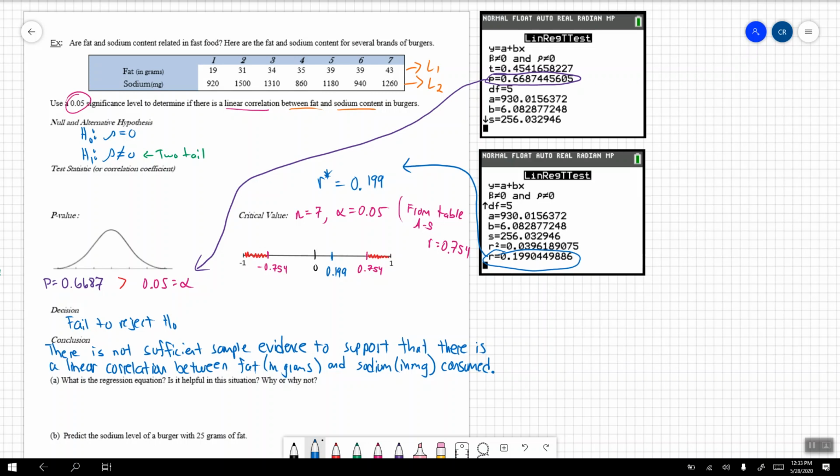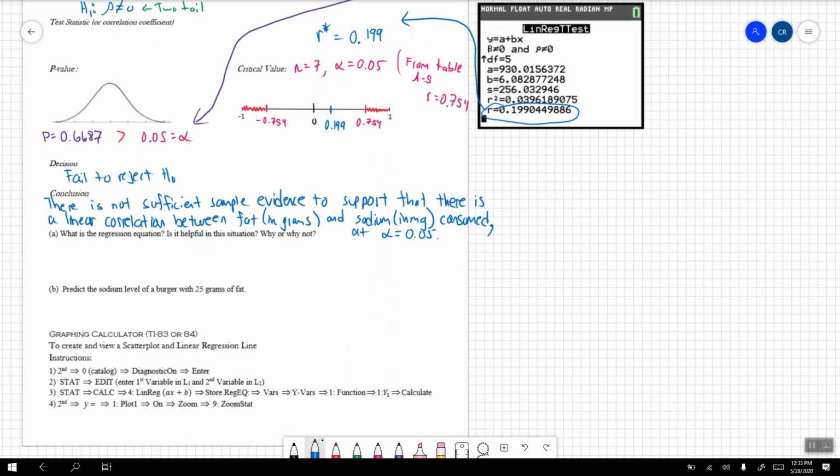So at this point in time, again, there is not sufficient sample evidence to support that there is a linear correlation between fat in grams and sodium in milligrams consumed. And one last thing I'm going to say, at alpha equal to 0.05 significance level. Now that we have that conclusion, let's look at part A.